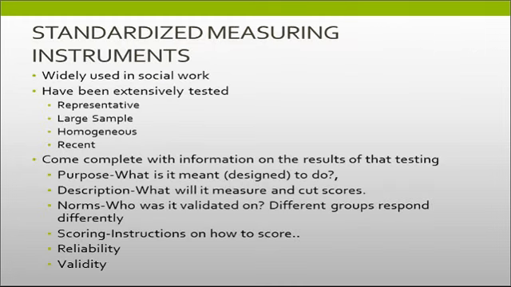Standardized measuring instruments. These are widely used in social work, and they have been extensively tested. From a representative sample, from a large sample, from a homogeneous sample, and very recently. In the Hudson's Index of Self-Esteem, the purpose is to use a summative type instrument to identify the level of self-esteem of a participant. Any person who scores above the 30 plus or minus 5 can potentially have a clinically significant problem with self-esteem. To norm the test, over 1,700 individuals were tested, representing many different populations to ensure the tool is measuring the same variable for all the people it is used on.